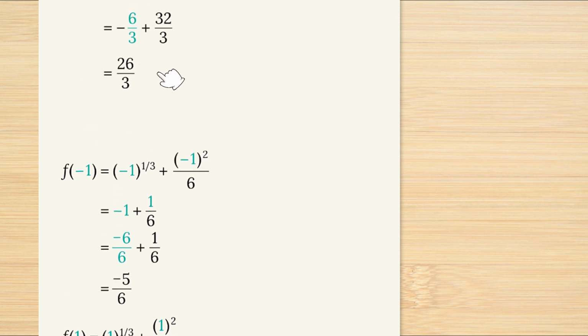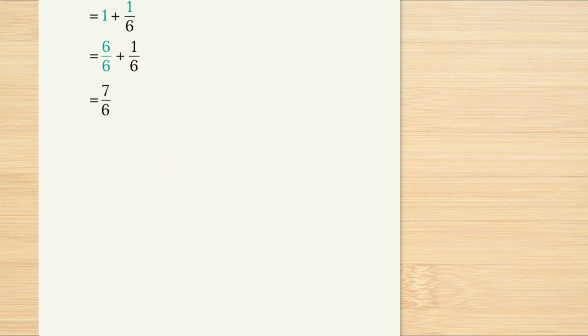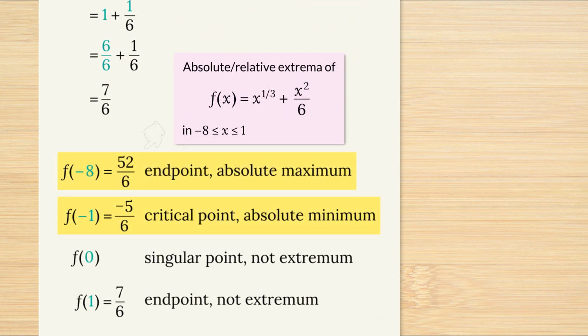How about we multiply top and bottom by 2 so that we have something over 6, which makes it easier to compare. All of these values are over 6. We can just compare the numerator. 52 is the most positive number. Therefore, we have a maximum, not just a relative maximum, but the absolute maximum within this interval.